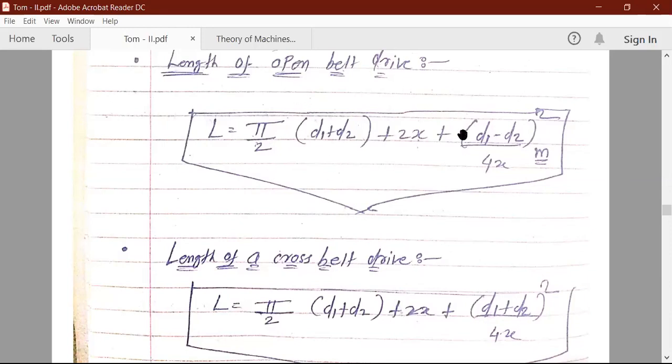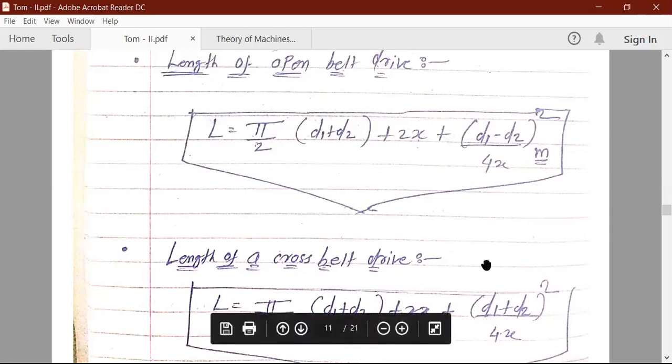Now, for open belt drive, the length is equal to pi by 2 into bracket d1 plus d2, plus twice x, plus bracket d1 minus d2 bracket square divided by 4x, in meters. So this is the formula for open belt drive. What x, d1 and d2 are, we will see in detail.